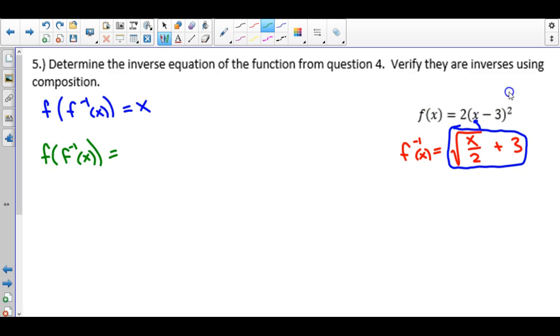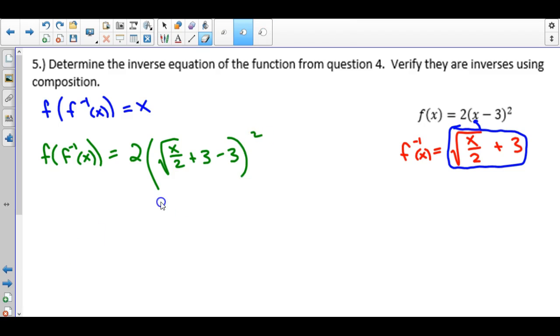So I'm going to take my top equation here, and again, I'm going to rewrite it, except in for x, I'm going to substitute this blue box, which is the entire inverse equation, the square root of x over 2 plus 3, and again, that all went in for x. So now I'm just going to write the rest of this down, which has the minus 3 and then the squared. So this is what I end up with.